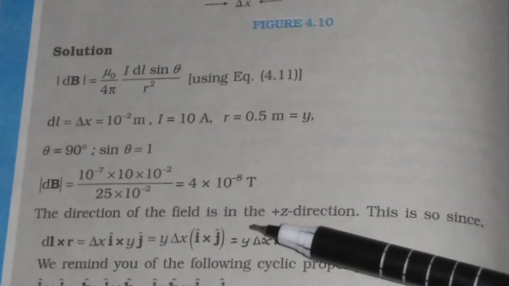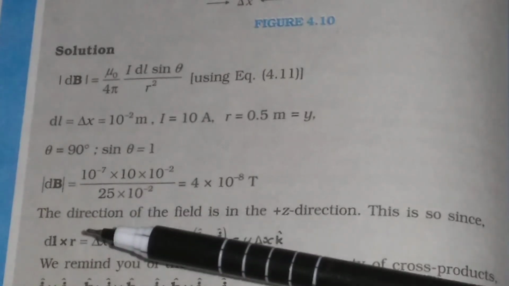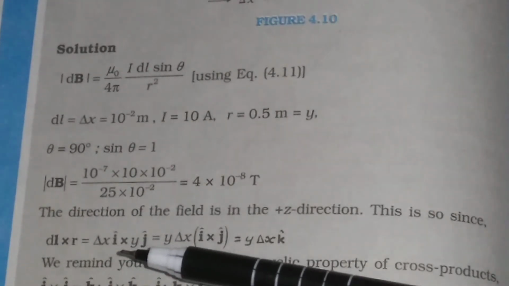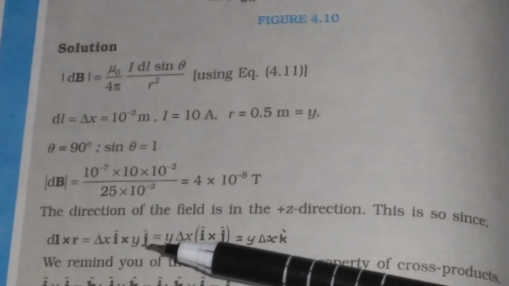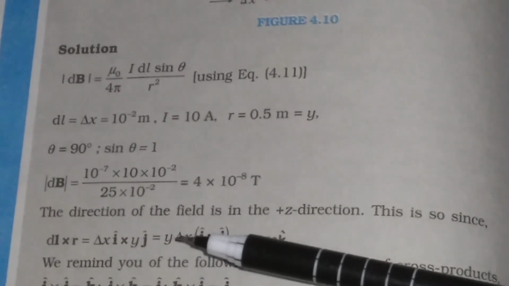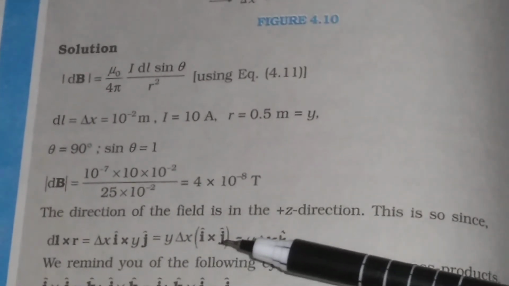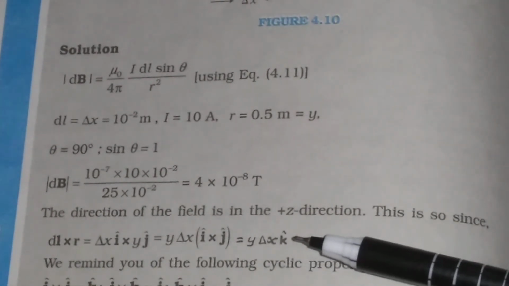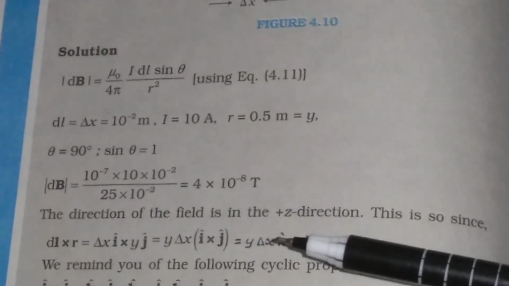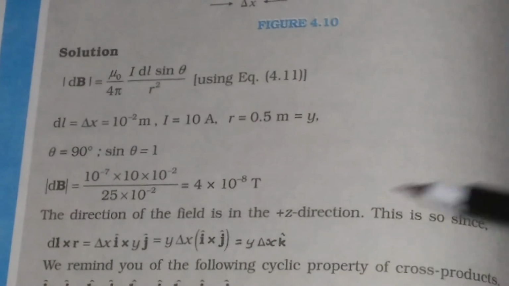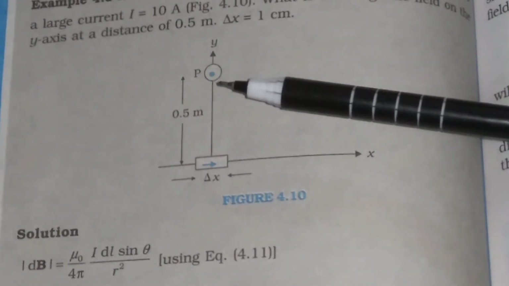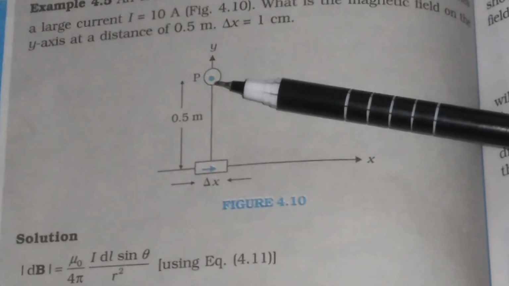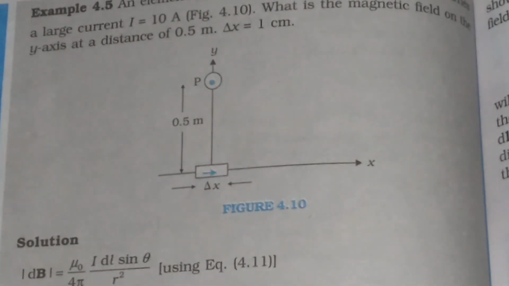Now what will be the direction of the magnetic field? Here dl cross r, here dl is given along x axis, so delta x into i cap, and r is given along y axis, so y into j cap. If you take the cross product of i and j, then it will be along the k cap. So it is along the positive z axis direction. The direction of dB will be along positive z axis direction and it is upward. So you see in the figure, it is represented by a dot. That means the direction of the magnetic field is along the positive direction of the z axis.